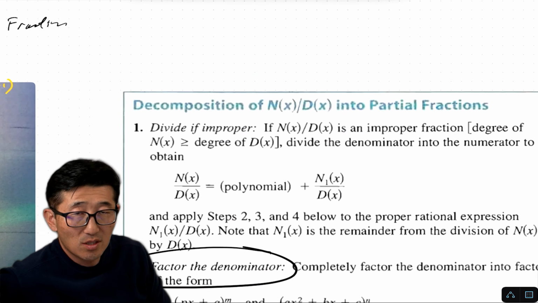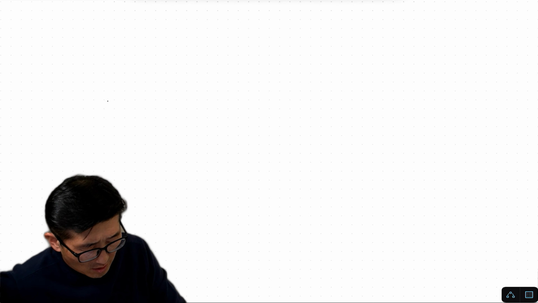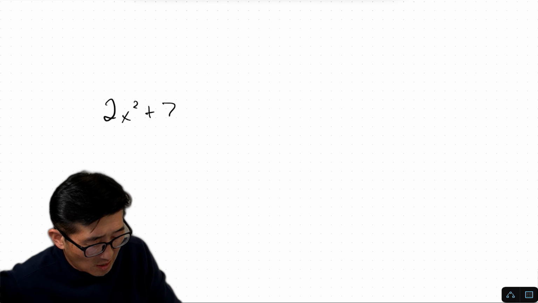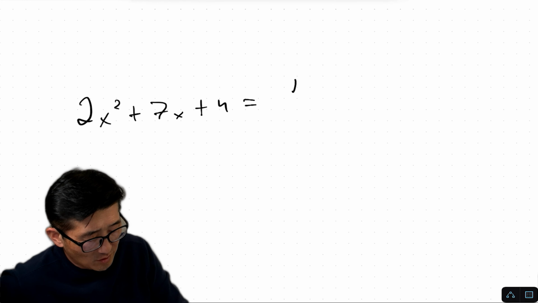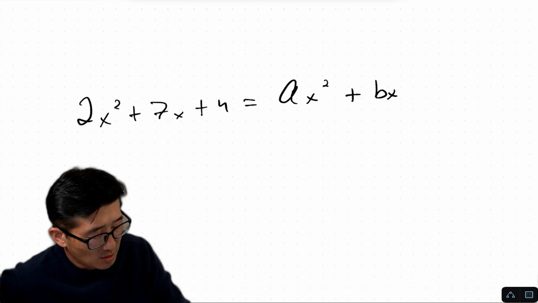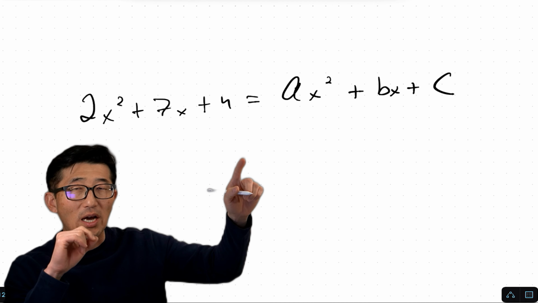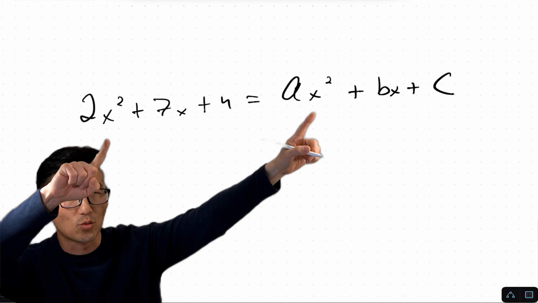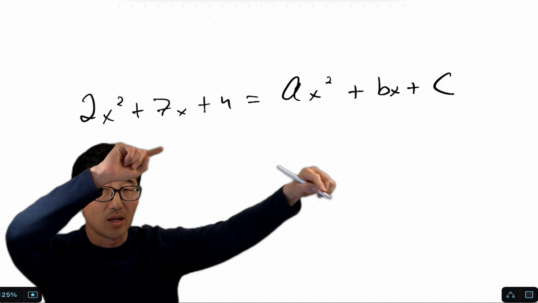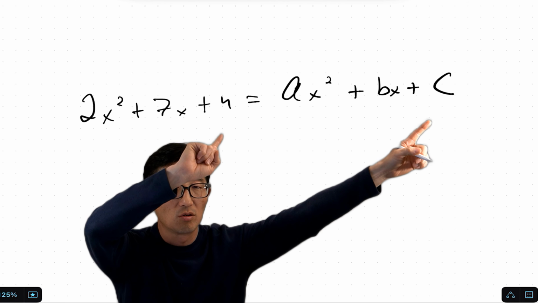Now, you'll see this a lot in like SAT. You'll see things like this, like let's say 2x squared plus 7x plus 4. And on the right side, you'll have something like ax squared plus bx plus c. Now, do you see how it's set up? If you ask the question, well, what's a? Well, a has to be the number 2, right? Because it's attached to x squared. And b has to equal what? 7. Yes. And c has to equal 4.